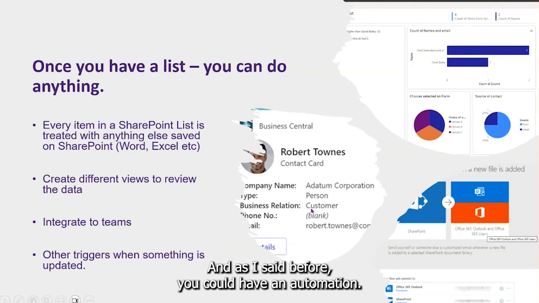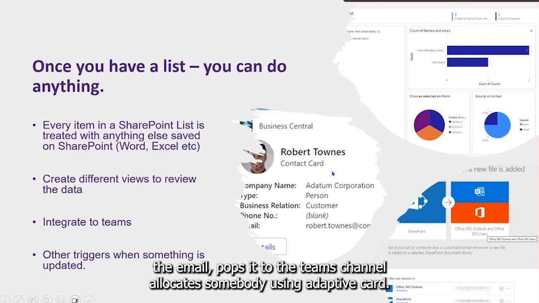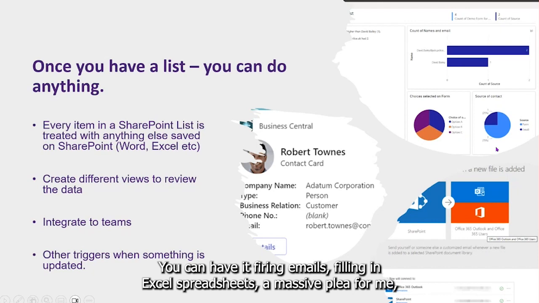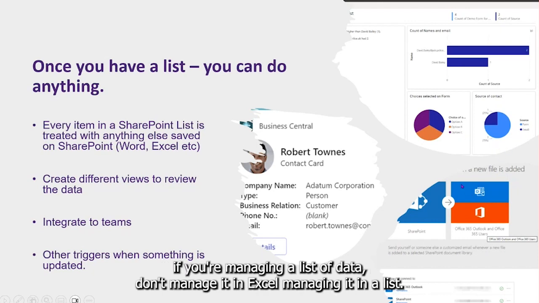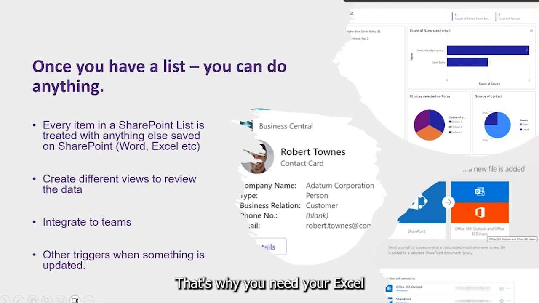And as I said before, you could have an automation, and we've tried this, where when somebody emails a group inbox, it reads the email, pops it into the Teams channel, allocates it to somebody using an adaptive card. You can have it firing emails, filling in Excel spreadsheets. A massive plea from me: if you're managing a list of data, don't manage it in Excel, manage it in a list. You'll get so much more out of it. If you're doing financial accounting, that's where you need your Excel.